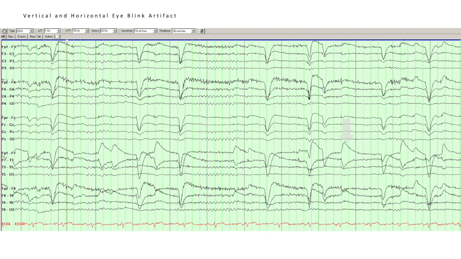Remember back to where you can put a plus sign in between a positive polarity waveform, and what we see here is that the positively charged cornea is being placed at F7, which makes this a positive polarity waveform, whereas the negatively charged retina is placed at F8, making this a negative polarity waveform.